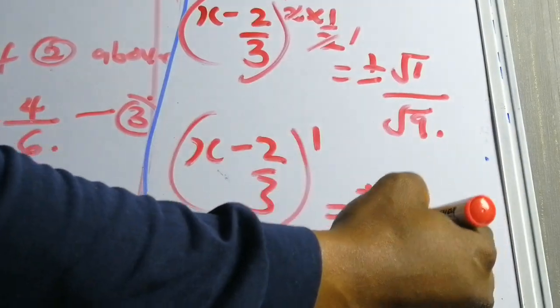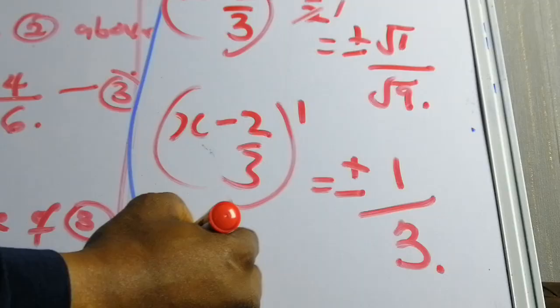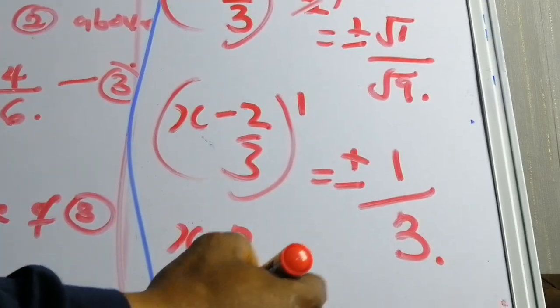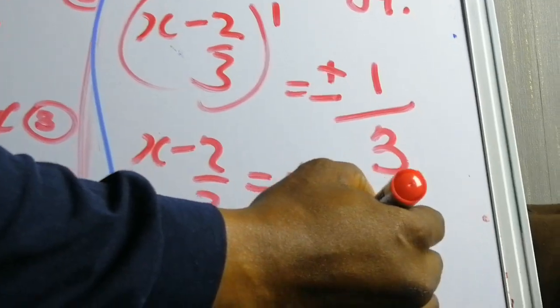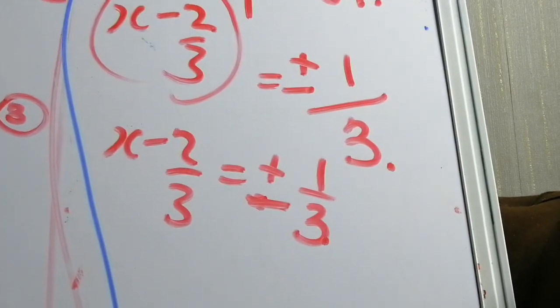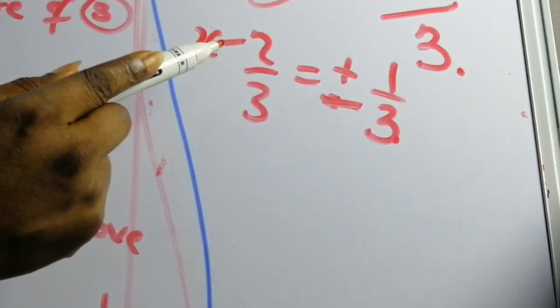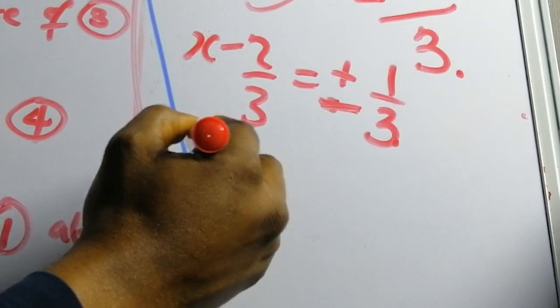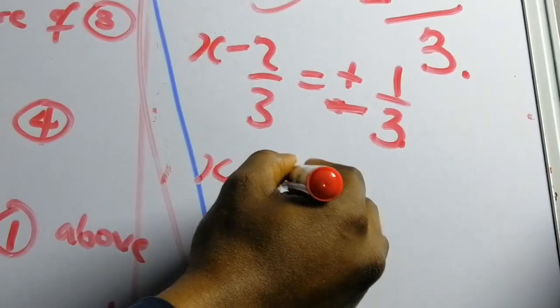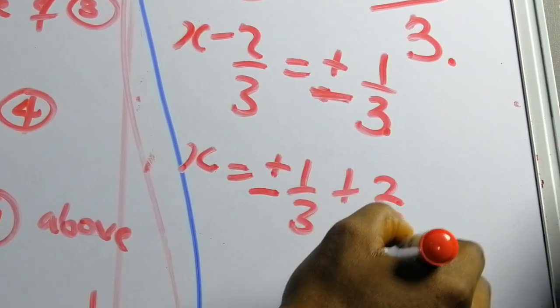Square root of 1 is what? 1. Square root of 9 is what? 3. Okay? So it means this one is what? x minus 2 over 3 equals plus or minus 1 over 3. So in this case, because I'm looking for the value of x, I will take this value and move it to the right hand side. This is the same thing as plus or minus 1 over 3 plus 2 over 3.